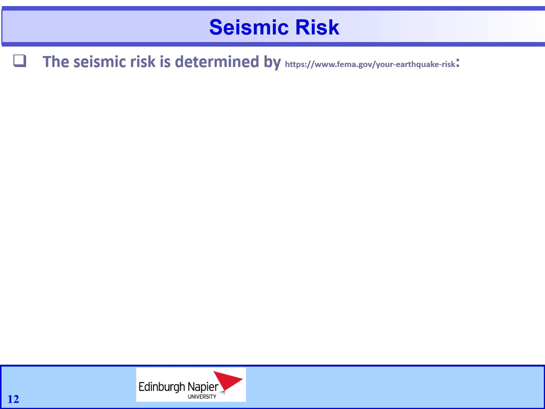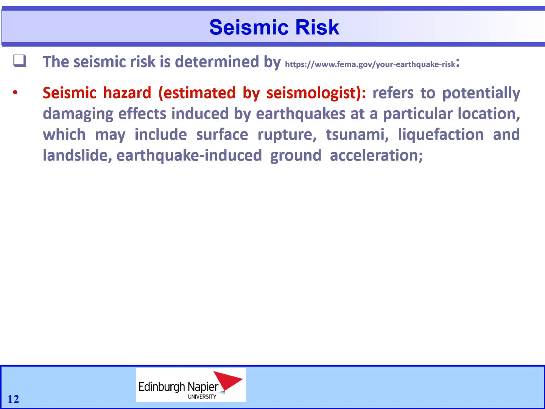The seismic risk is determined by the seismic hazard, which is estimated by the seismologists and refers to potentially damaging effects induced by earthquakes at a particular location, which may include the overall effects caused by an earthquake, such as surface rupture, tsunami, liquefaction, and landslides, as well as earthquake-induced ground acceleration.